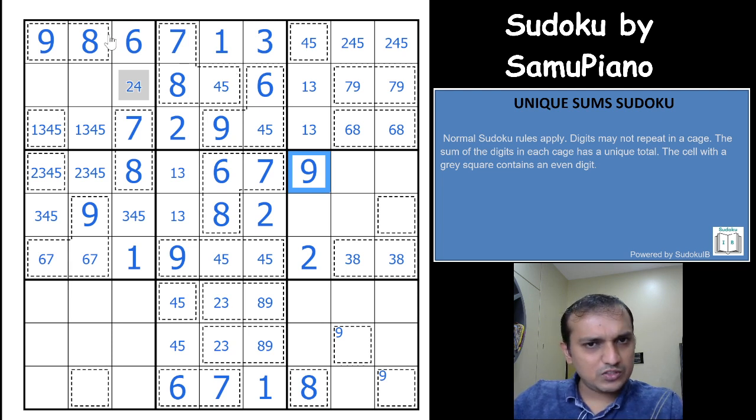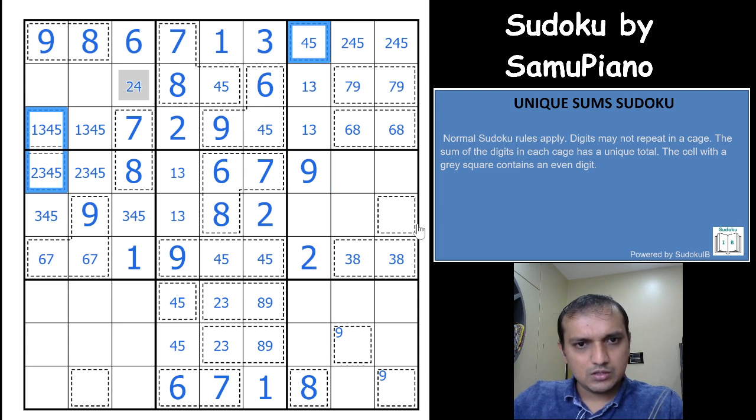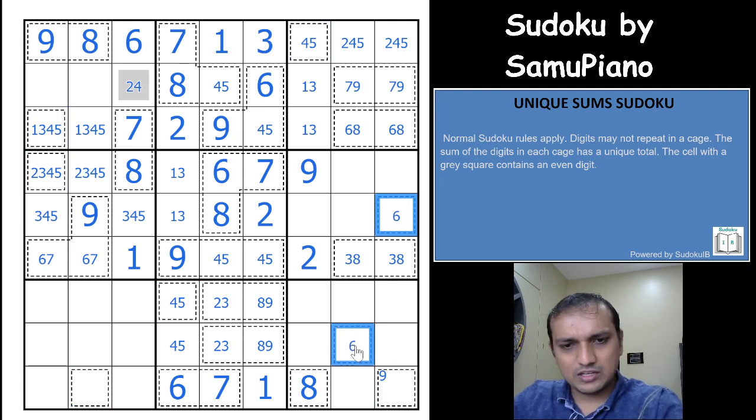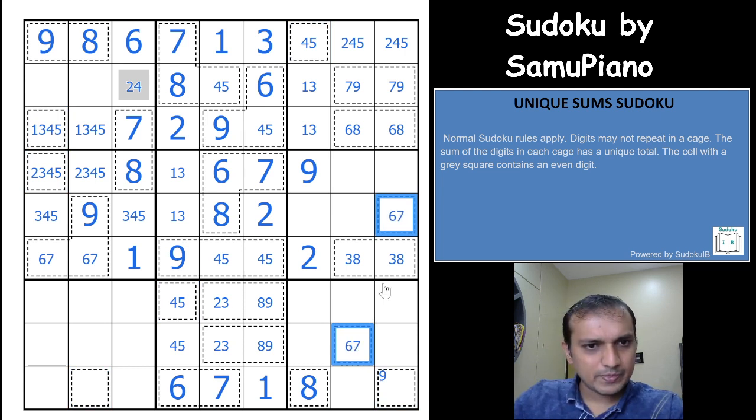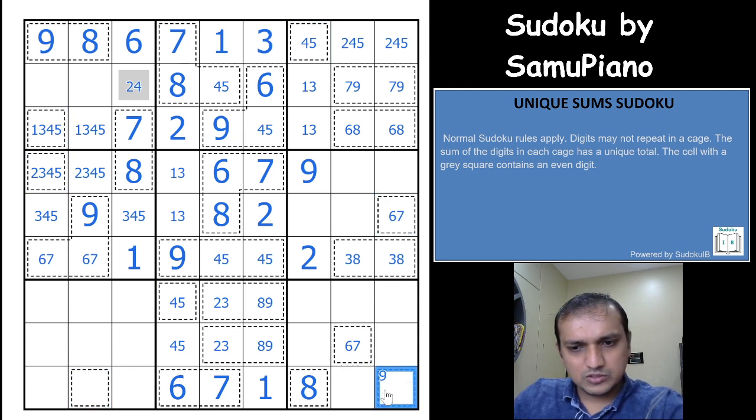What about 6 and 7? Cannot be here, cannot be here, cannot be here, cannot be here. So there are only two places that both 6 and 7 can be, which is these two places, right? So this is not 9, this is a 6, 7 pair here, which means this is 9.